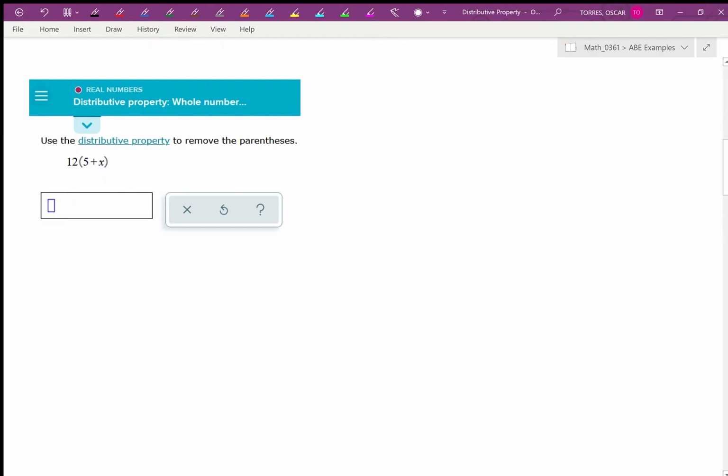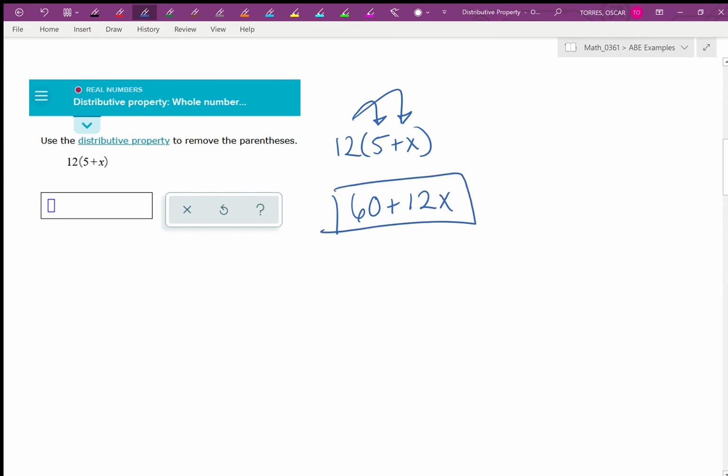For this problem, we have 12 with another parenthesis. So 12 is being multiplied by 5 and by x. So we go ahead and do the multiplication one term at a time. 12 times 5 would give me 60. 12 times x would give me 12x. Now that 12x, we can consider it a positive because of this plus. So it would be 60 plus 12x. And this would be my answer to the problem.